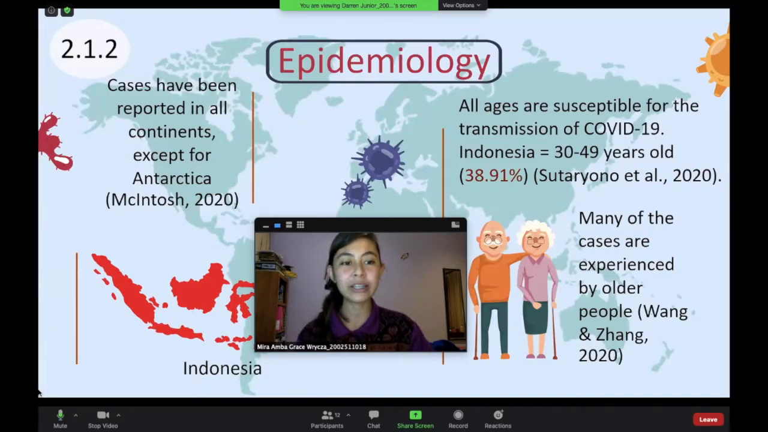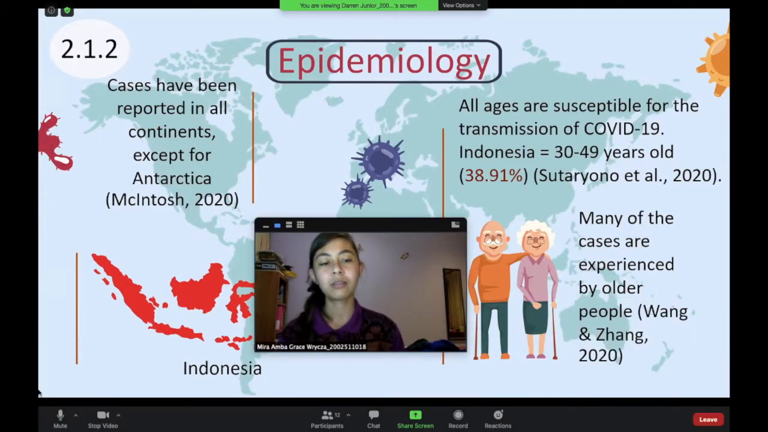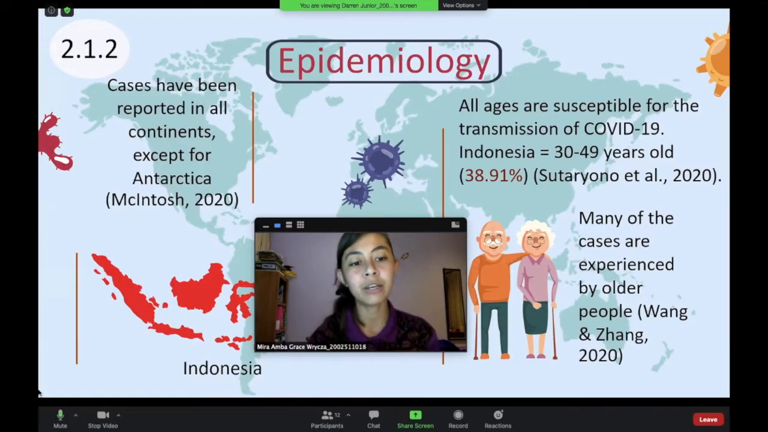Next. The cases of COVID-19 have been reported in all continents except for Antarctica, and in Indonesia as of August 2020, the occurrence of COVID-19 cases has reached all of the provinces. All ages are susceptible to the transmission of COVID-19, and most of them are aged 30 to 49 years old, and many of the cases are experienced by older people.